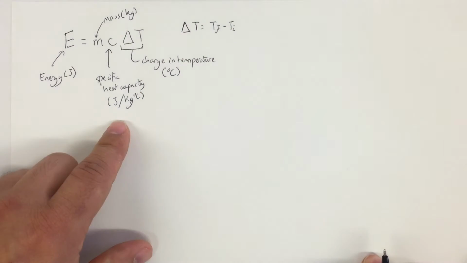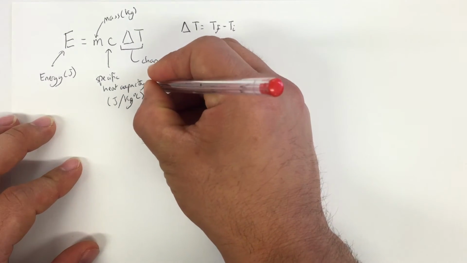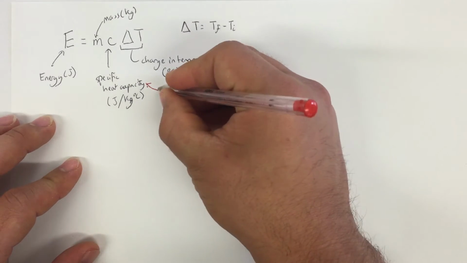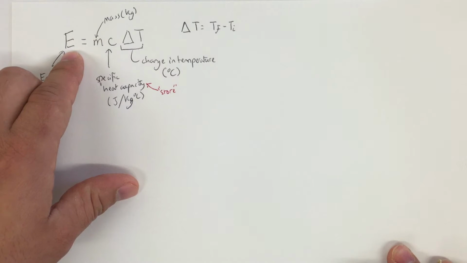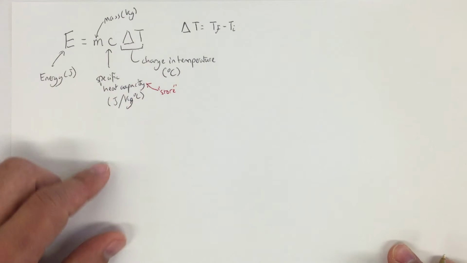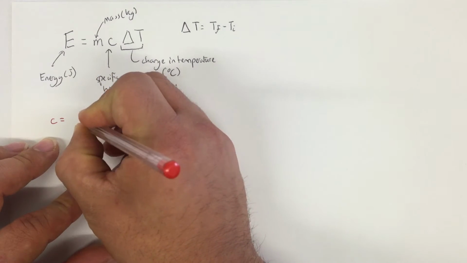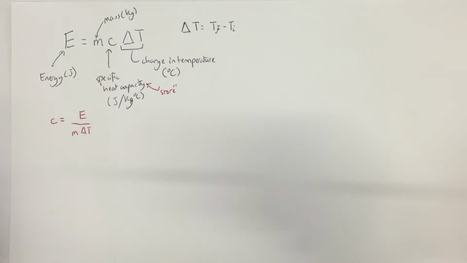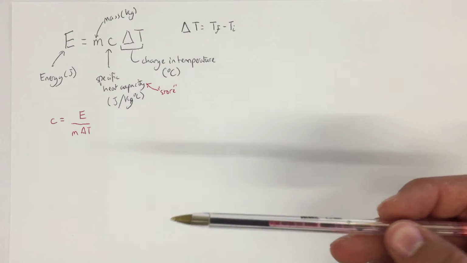Now, when you're thinking about specific heat capacity, it's important for you to associate that with the amount of energy that a material can store. The actual definition of specific heat capacity is the amount of energy required to raise 1 kilogram of a material by 1 degree C. So that comes from rearranging the equation to give you C is equal to E over m delta T.